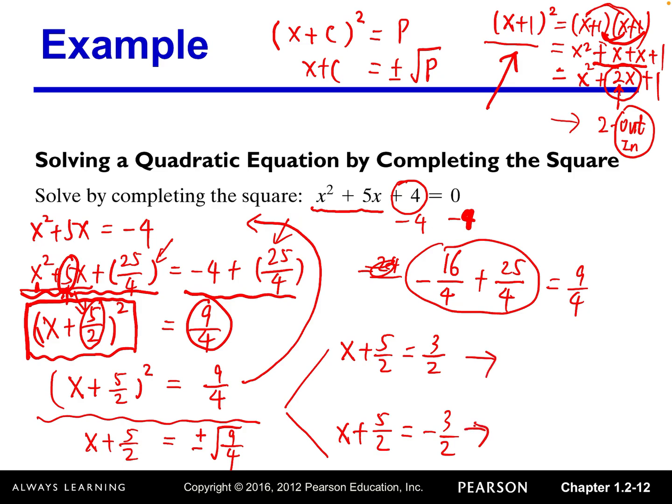And then we simplify, solve for x. Right? Subtract 5/2, we get negative 2/2, which is minus 1. The other one, minus 5/2, that's negative 8/2. We get negative 4. So the solution, we have two real number solutions. One is negative 1, the other is negative 4. I hope this whole process is not that confusing to you.